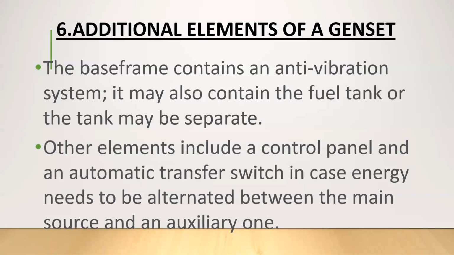So in simple words, the base frame of the genset contains an anti-vibration system. It may or may not contain the fuel tank, or the tank may be separate. And the genset also has a control panel and an automatic transfer switch in case energy needs to be alternated between the main source and the auxiliary one.